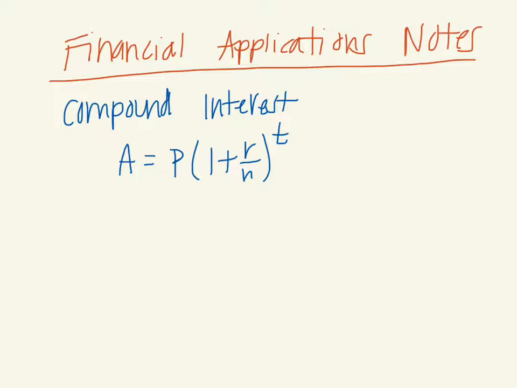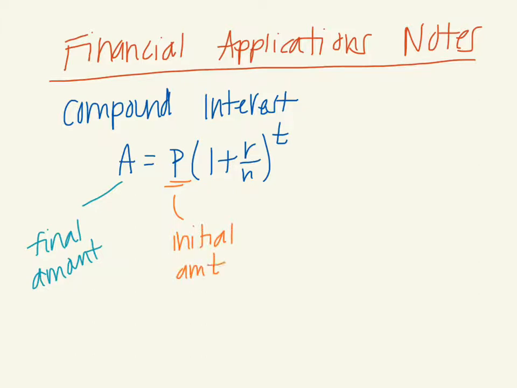Now a couple things. A is going to be the final amount after everything's been invested. P is going to be the initial amount. So the problem is something like you have $1,000 to invest. You would use the $1,000 for your P value, and then A would be what the total amount in the account would be after it's been in the account for so many years or so many months.